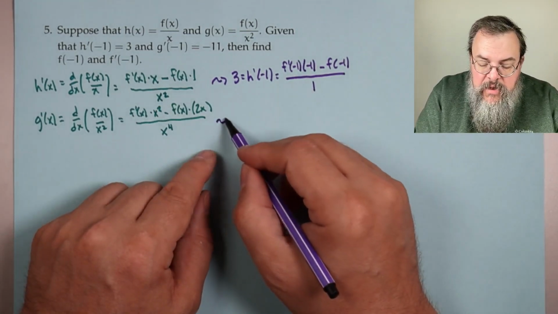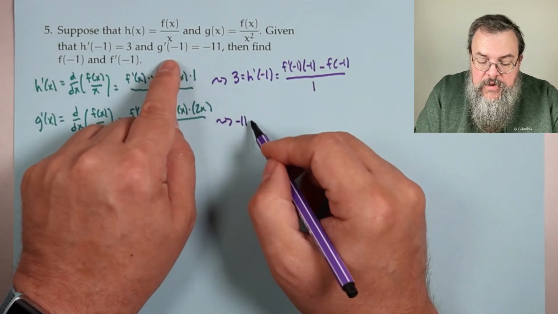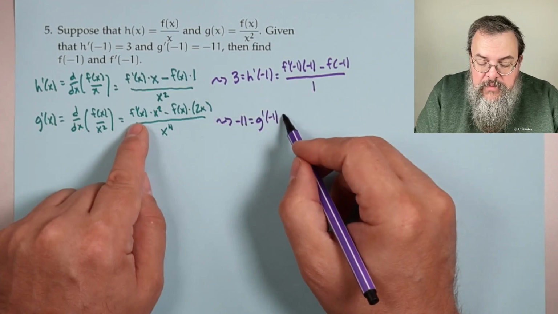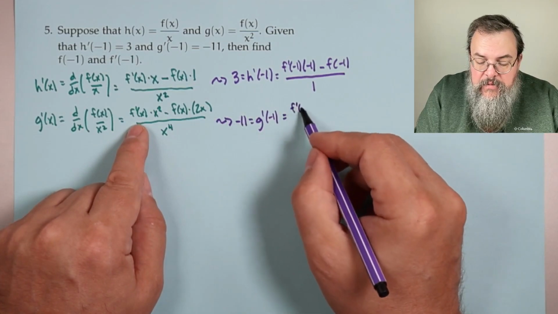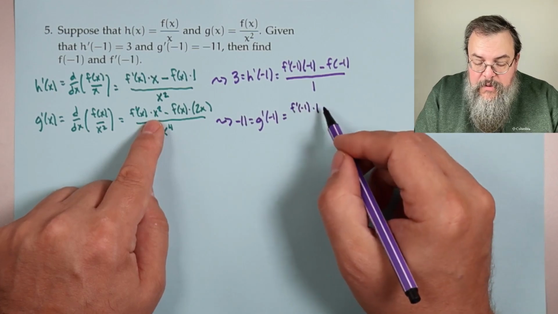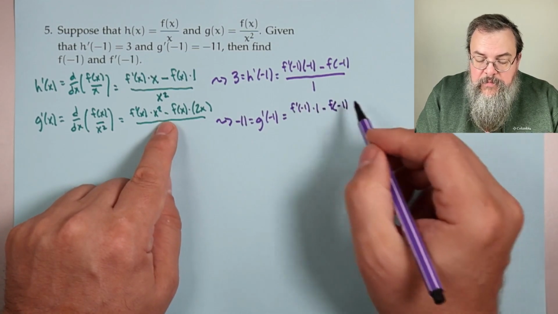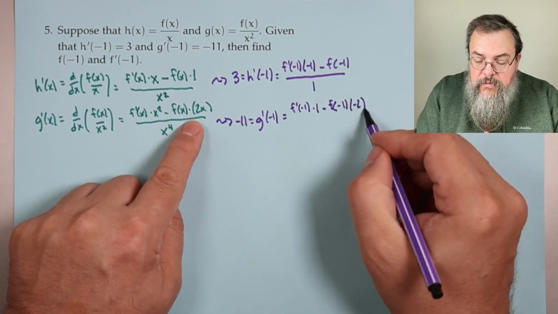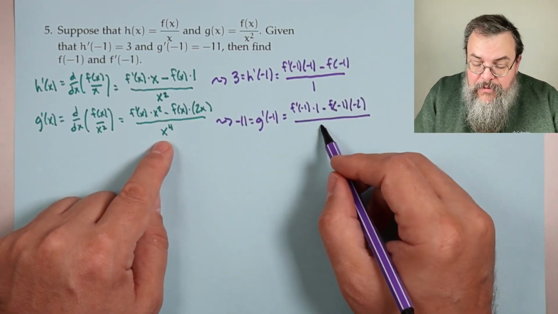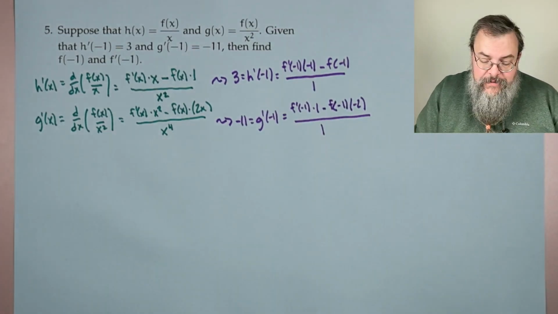And similarly, what do we have? Well, we have negative 11, which is g prime of negative 1. Plug it in. That's f prime of negative 1 times negative 1 squared, which is times 1. Then we subtract f of negative 1 times negative 2. And all of that over negative 1 to the fourth, which is 1. Okay, so let's rewrite what we have now.